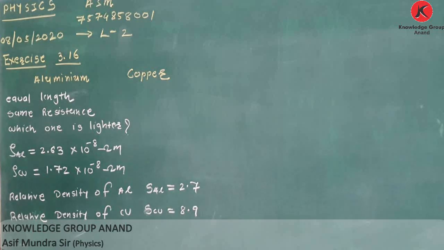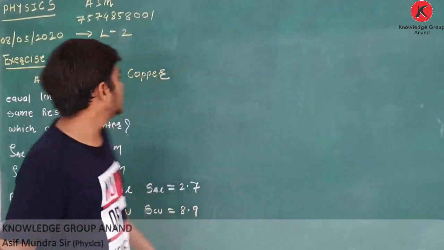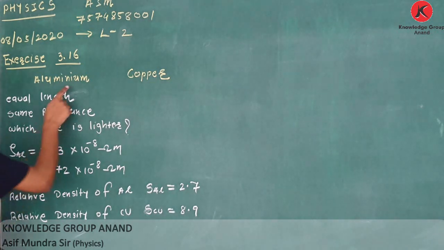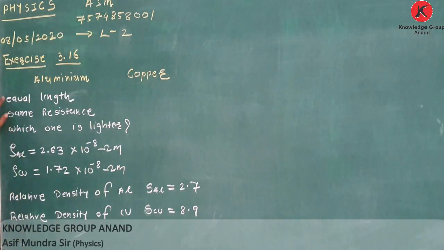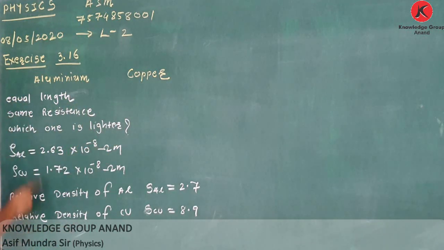Okay, students, now we will see some questions based on resistivity and dependence of temperature on resistivity. See here, exercise 3.16. You are given 2 wires, 2 cables, one of aluminium and another of copper, of equal length, having the same resistance. Your question is, which one is lighter? Again, you are given 2 wires of equal length, same resistance. Which one is lighter? That is your question.